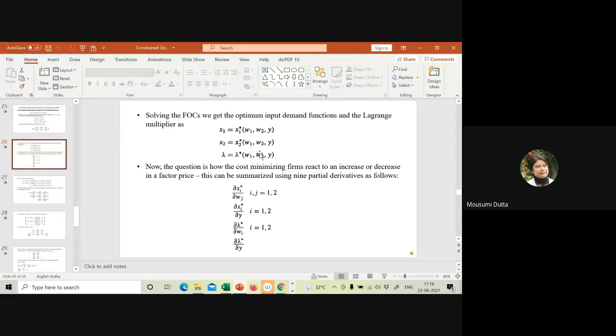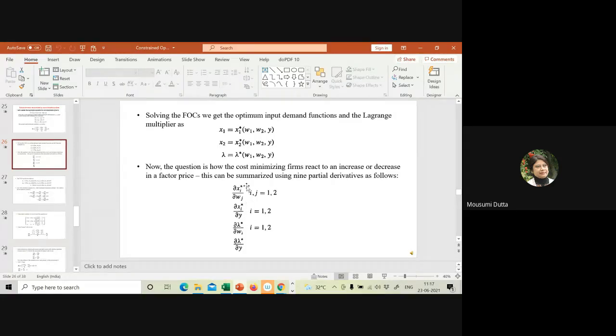So now what we have to do: how x1 star changes because of change in w1, because of change in w2, because of change in y. Then how x2 star changes because of change in w and because of change in y. How lambda changes because of change in w and because of change in y. So for each of the variables x1, x2 and lambda, we first take the derivatives with respect to w1, then with respect to w2, and then with respect to y.